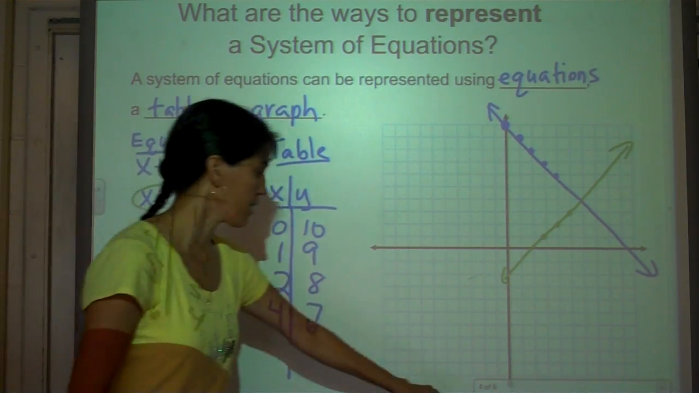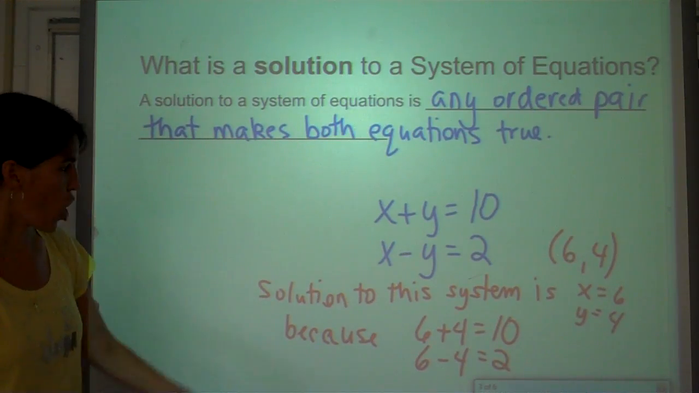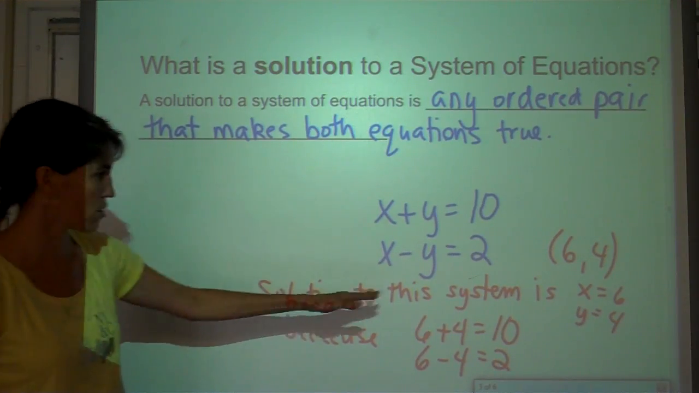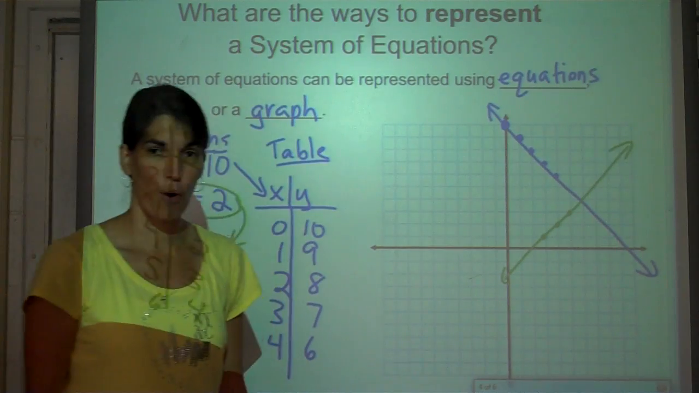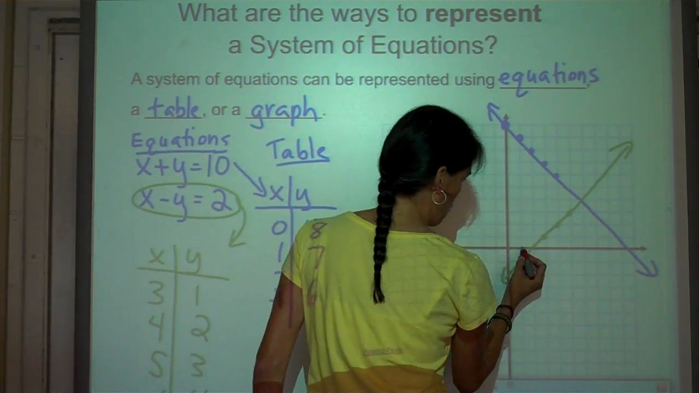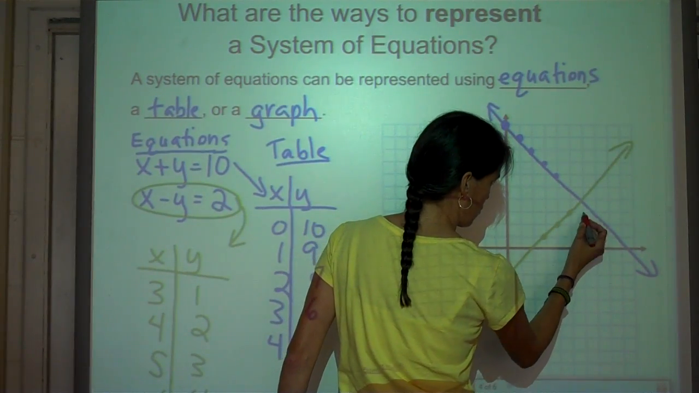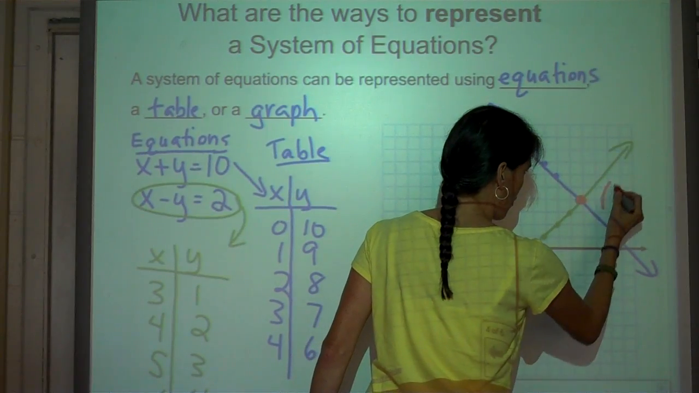Now, if you look back, if you'll notice, our solution to our system was 6, 4. Guess what you notice about the point of intersection? 1, 2, 3, 4, 5, 6, 1, 2, 3, 4. And I didn't even do that great of a job graphing.